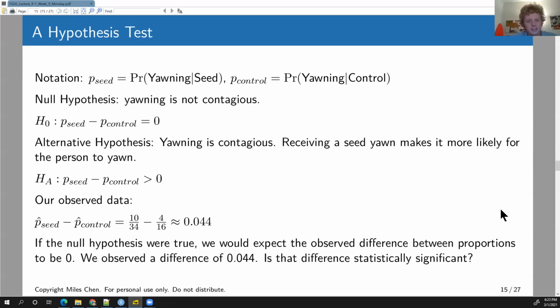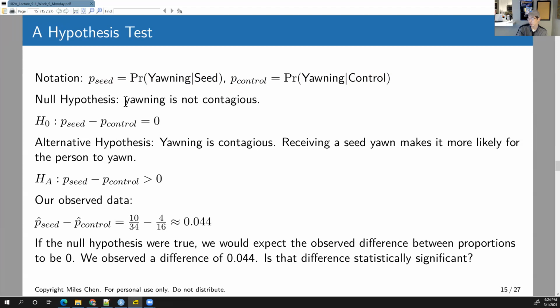Okay. So we would set up our hypotheses like this. We're going to call P seed the probability of yawning if you're in the seed group. This is the probability of yawning given that someone's in the seed group. And we've got P control. This is the probability of someone yawning if they're in the control group.